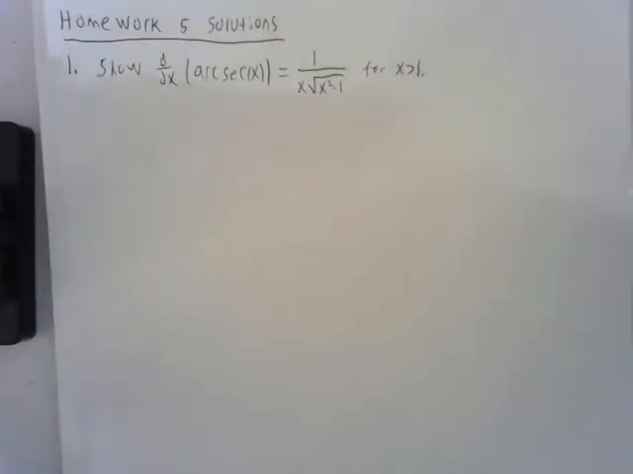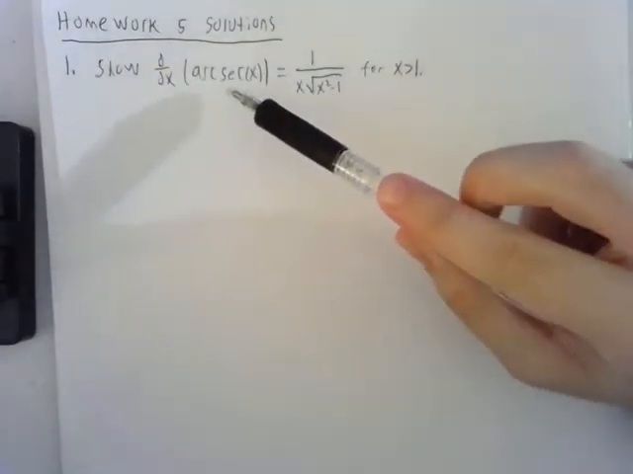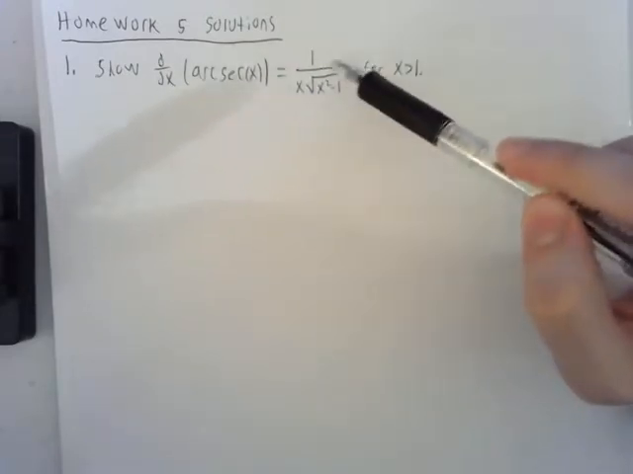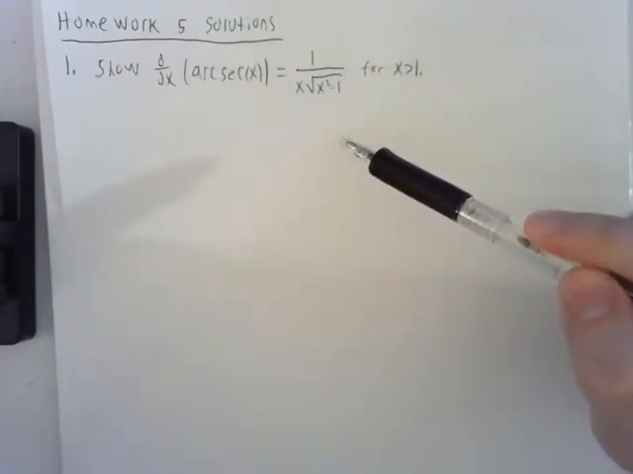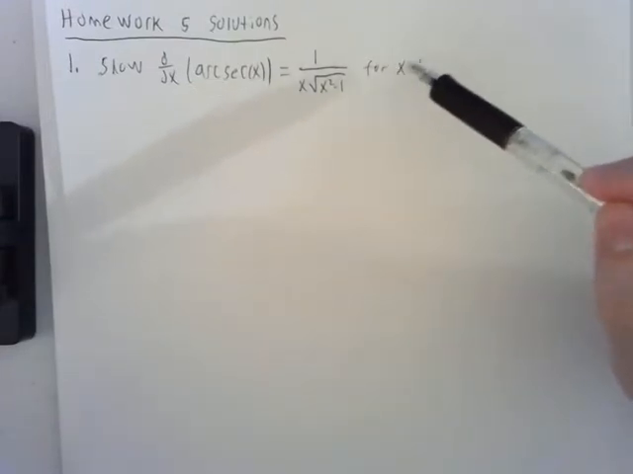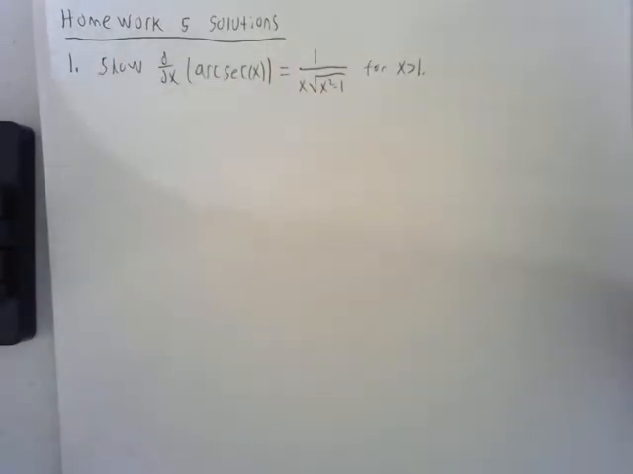Okay, so we're going to be looking at homework 5. So this is the first problem. We're asked to verify that the derivative of arcsecant of x is equal to 1 over x square root x squared minus 1, and this is for x positive. It turns out there are some subtleties if we want to consider x negative as well, but we're just going to ignore those in this problem and only worry about positive x values.